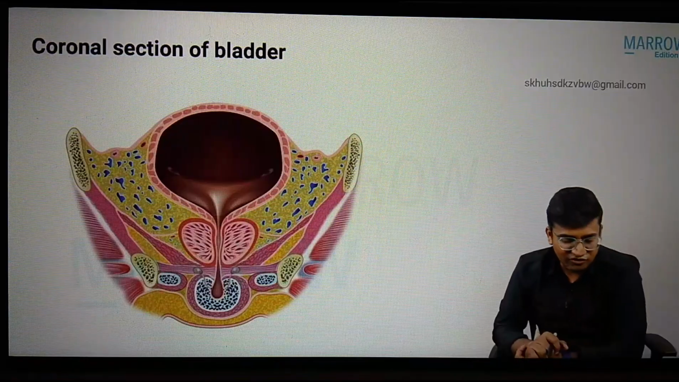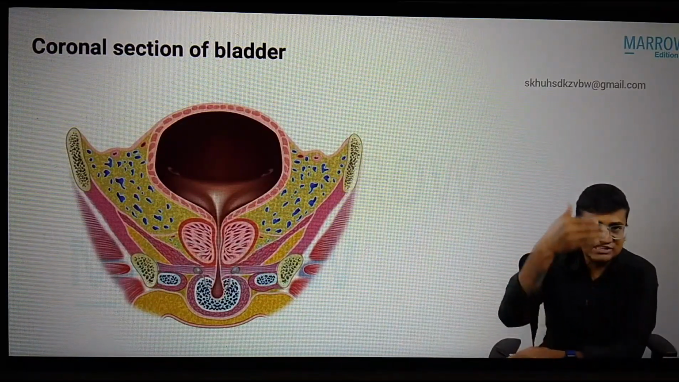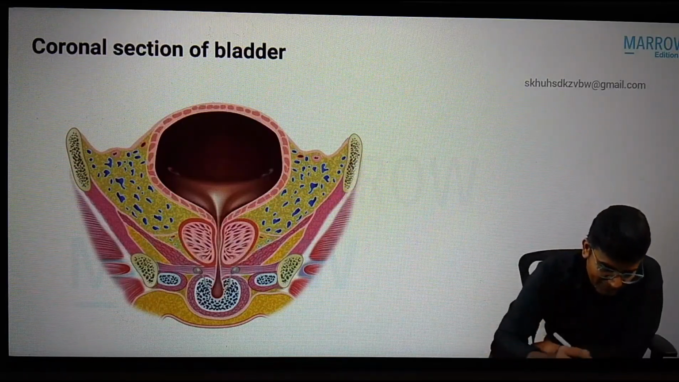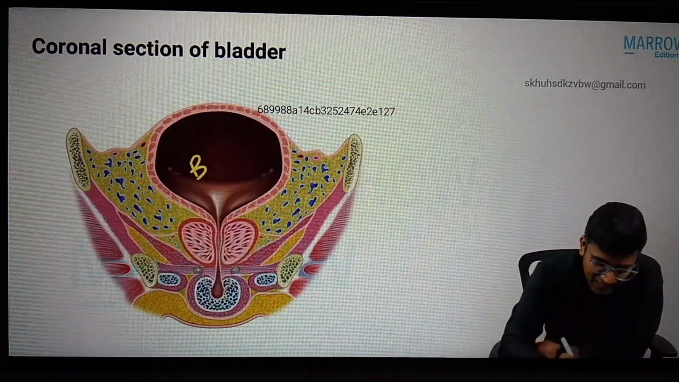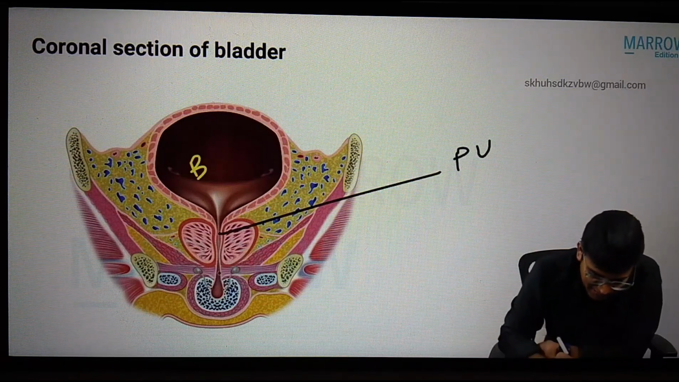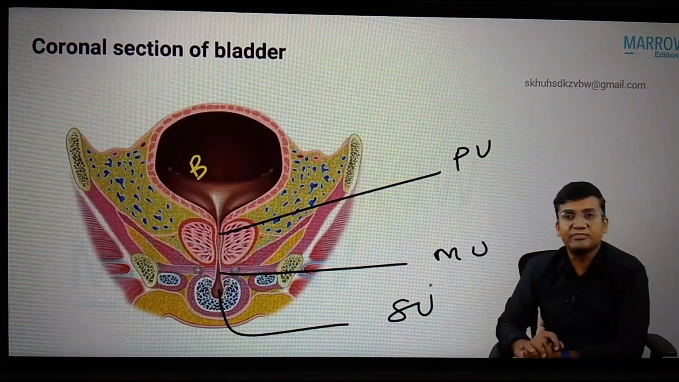Next, in the case of rupture of membranous urethra, see the diagram. Now in this diagram, the section is taken in the coronal plane. Now this is the bladder, I'm writing a B. And this is the prostatic urethra. And this is the membranous urethra. And this is the spongy urethra.